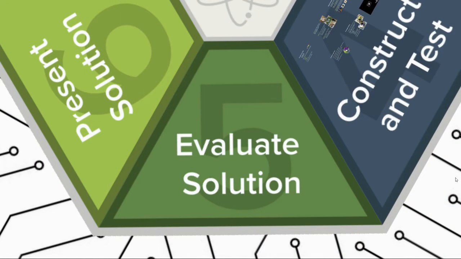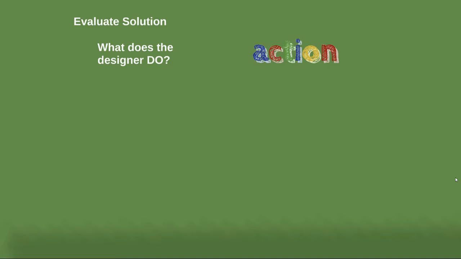Step 5 of the design process is to evaluate the solution. At this step, the designer has a few important tasks. They must be careful because at this stage, the design process is nearly complete and a lot of difficult work has been done to get here. But the designer still needs to take it slow and not rush the solution through to the end.